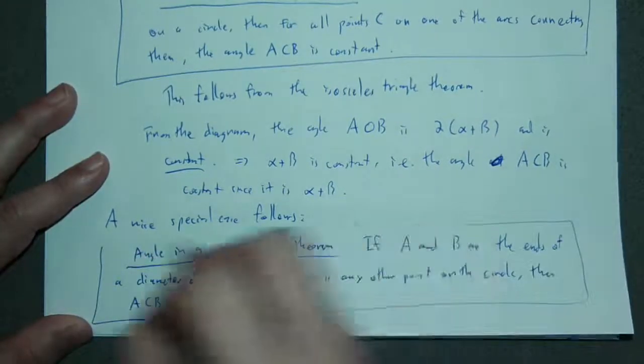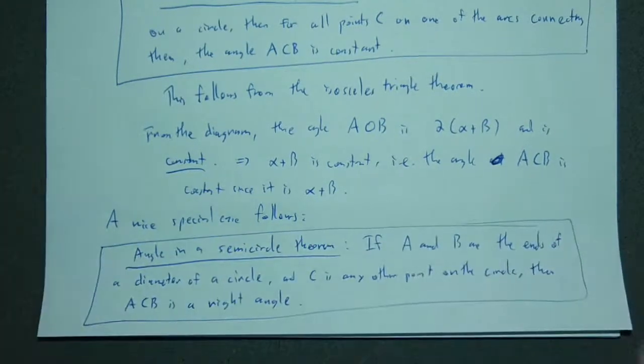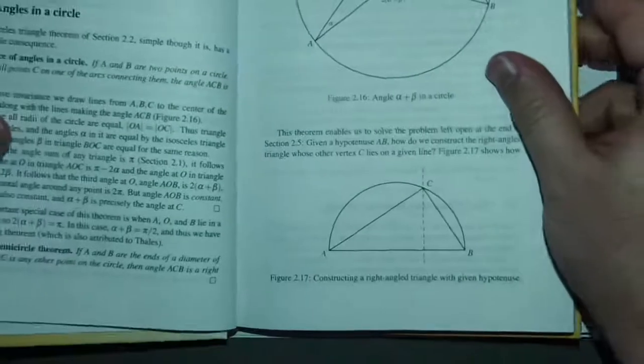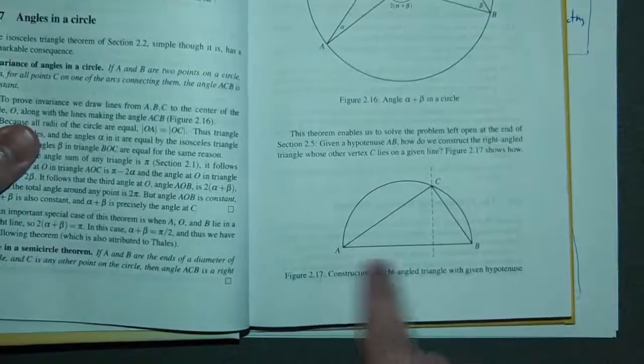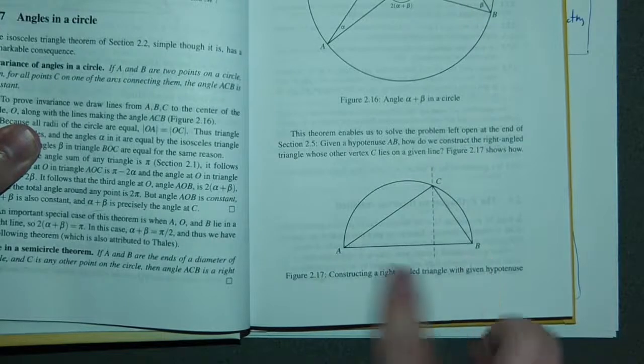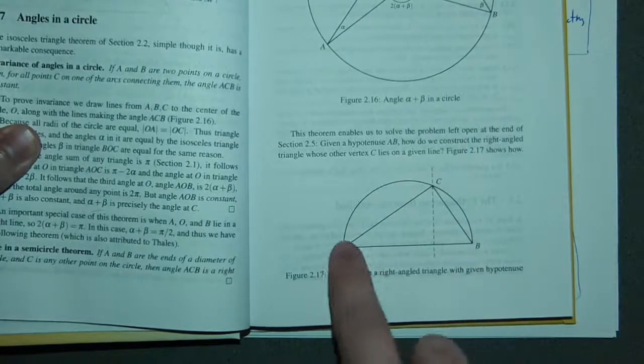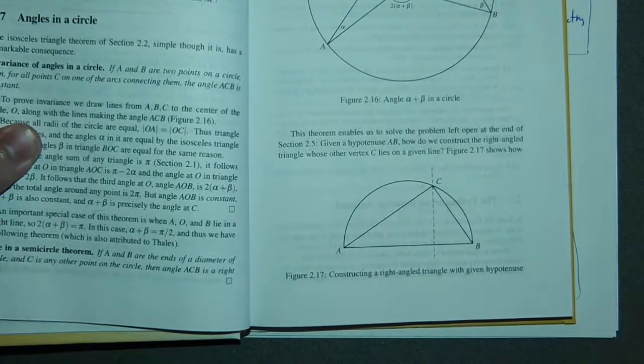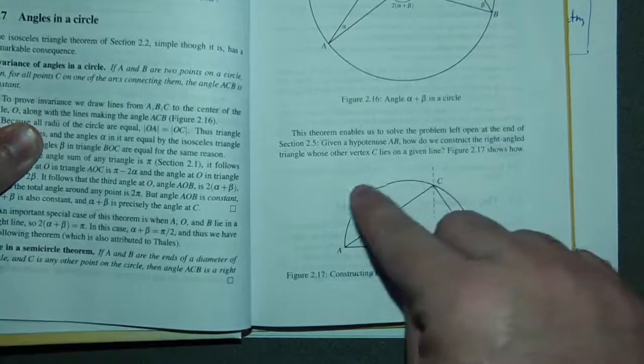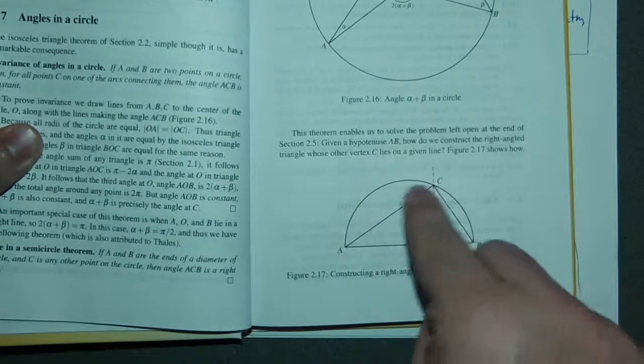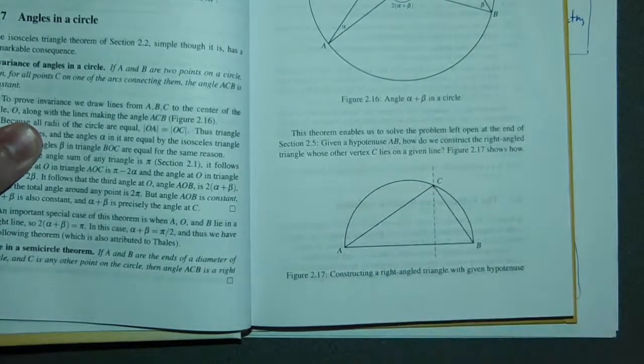So this is neat because when you look at the picture, what this says is that whenever you have this configuration, A and B are two endpoints of a diameter of some circle. So we'll just look at the top semicircle here. Wherever you pick C to be gives you a right angle, and forms a right triangle here if you draw in these connecting line segments.